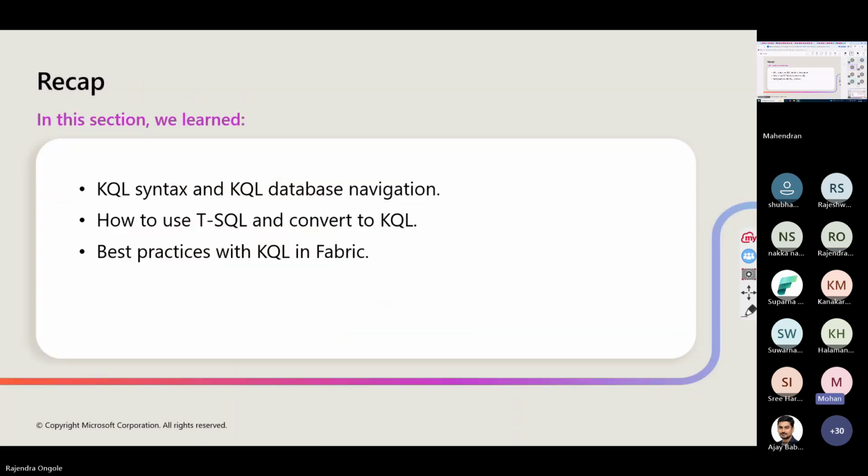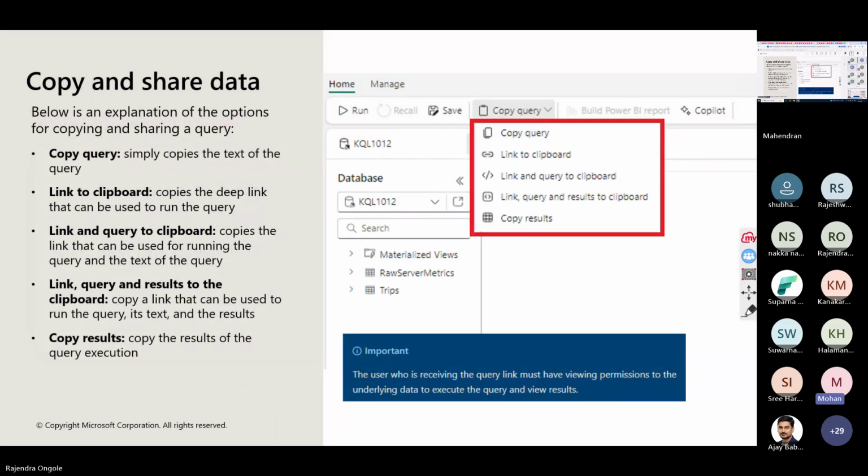Now, Rajendra, going back to the previous screen, is this a screen from the event warehouse? Event house. This is the event house. So the event house is a service within Fabric. And when you say KQL 102 database, where do we create that from? Is it from the event house itself? Event house itself, yes.